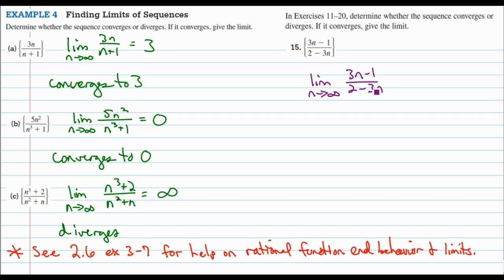Now this one, the degree in the numerator and denominator are the same. If you want to rewrite this to have the leading coefficients out in front to more easily see them, you're more than welcome. So the limit as n approaches infinity of this sequence would be -1, so 3 over -3. So this converges to -1.